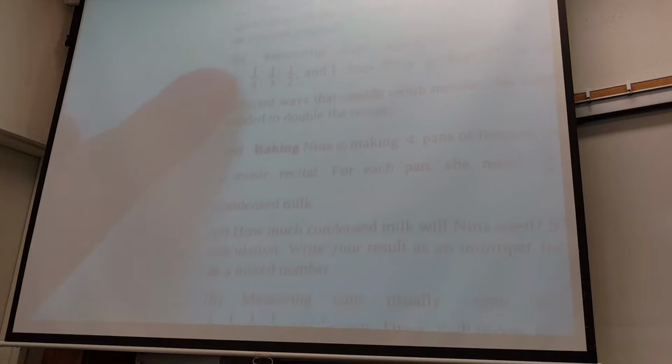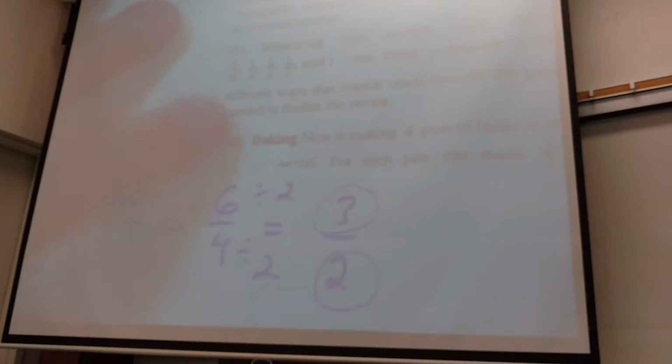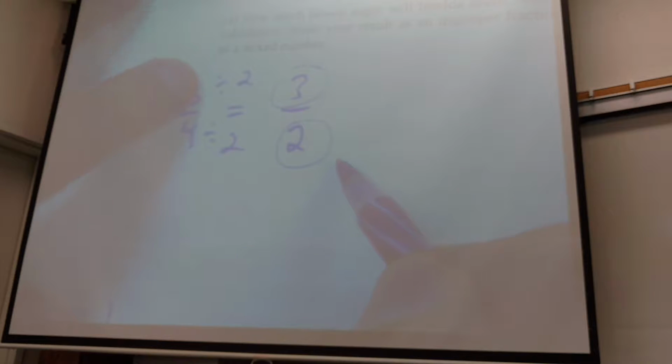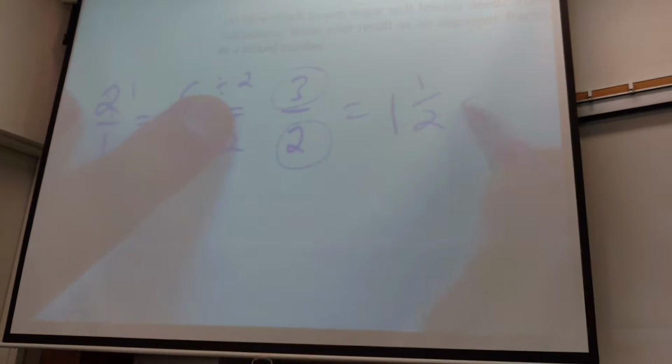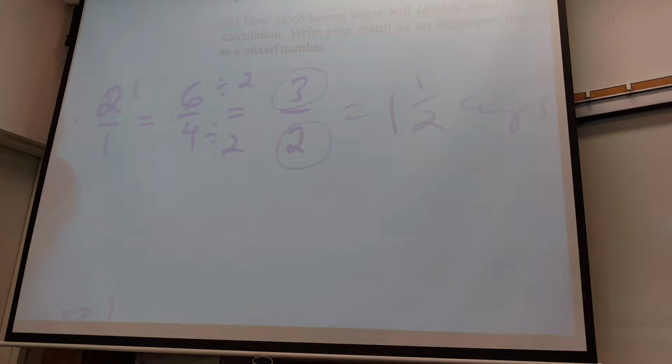What about part B? It's as a mixed number also. How do you write 3 halves as a mixed number? 2 goes into 3 once with 1 left over. Left over 2. So 3 halves is 1 and a half cups of brown sugar. I didn't write down cups, so I have to write down cups. No, you're fine. Yeah, it's mostly the number, but you always put units, yes.